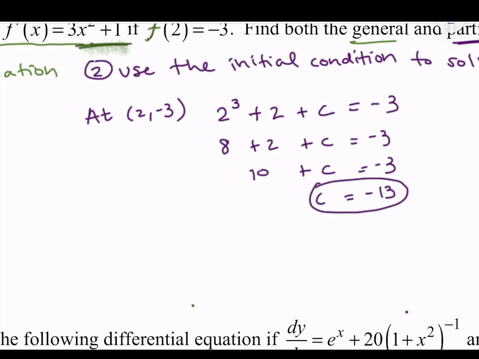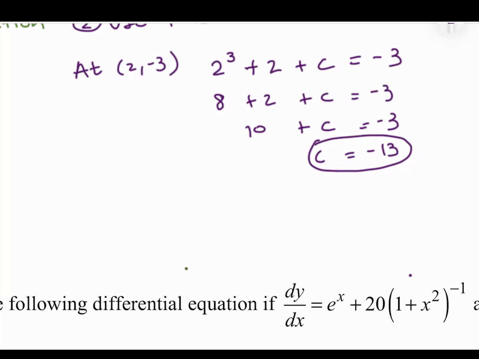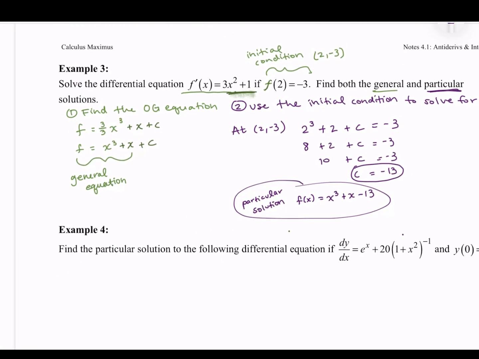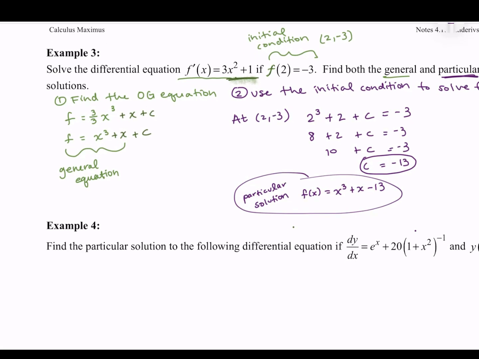Woohoo! I found my plus c, and now I'm going to plug that into my general equation to write my particular equation. So my particular solution is going to be f of x equals x cubed plus x minus 13. There it is. So I have both my general solution and my particular solution.